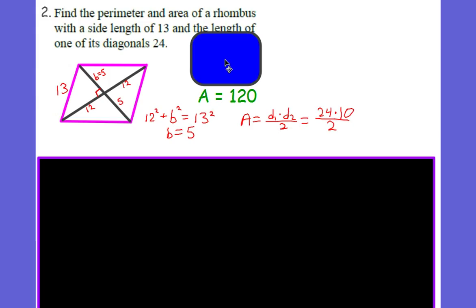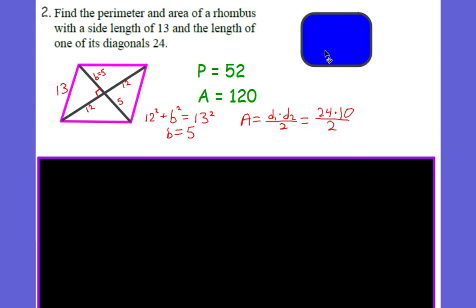Now, I did say find the perimeter, so that part's pretty easy. If this is 13, you're just doing 13 times 4. So for the perimeter, we get 52 units.